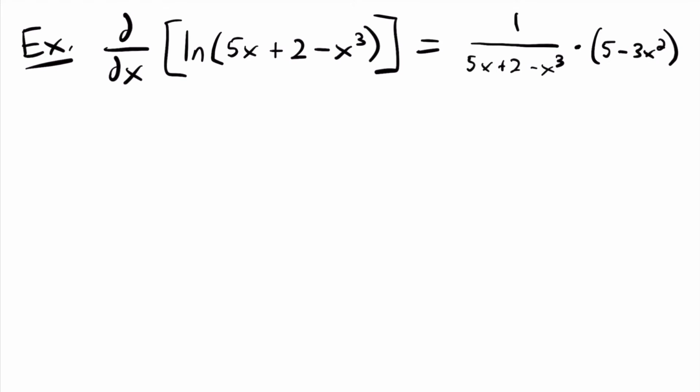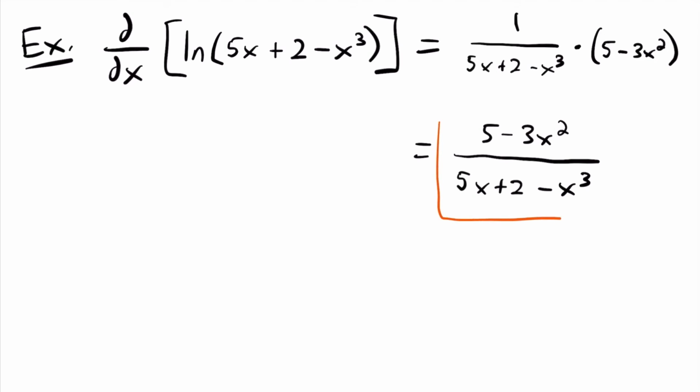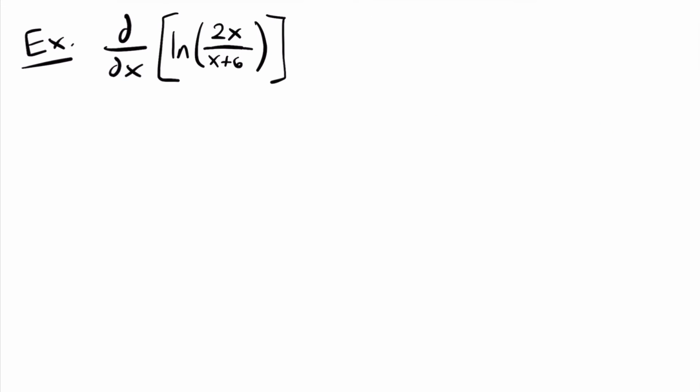All right, and so then if we go through with this multiplication, this will be equal to 5 minus 3x squared divided by 5x plus 2 minus x cubed. And that can't be reduced any further, and so this is going to be our final answer. And so this ended up being a pretty simple derivative to find. Let's look at another example. All right, so next we have the derivative of the natural log of 2x divided by x plus 6.